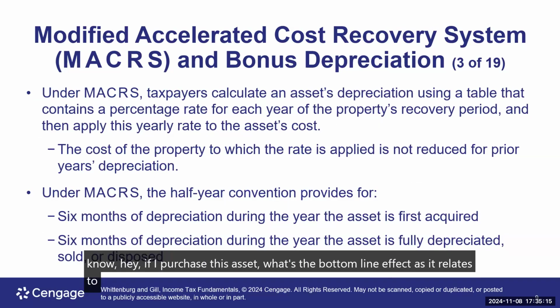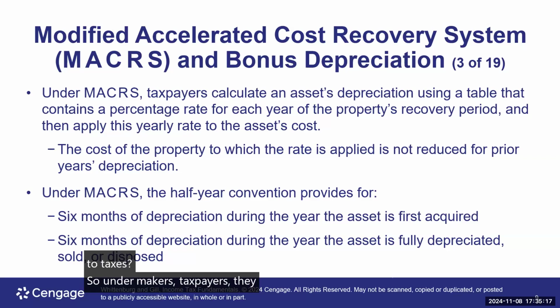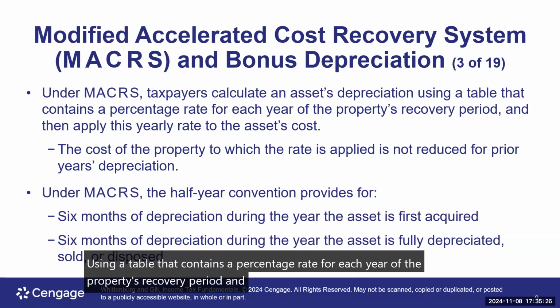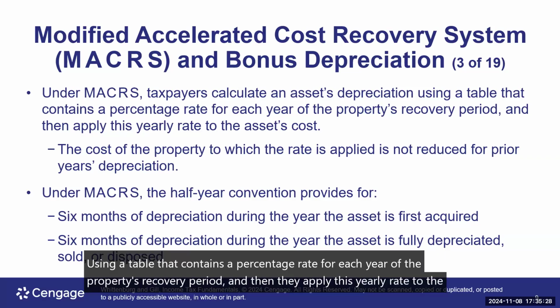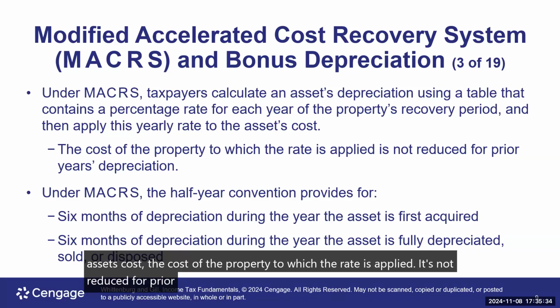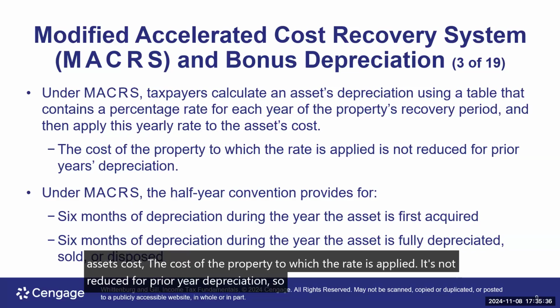So under MACRS, taxpayers calculate an asset's depreciation using a table that contains a percentage rate for each year of the property's recovery period, and then they apply this yearly rate to the asset's cost. The cost of the property to which the rate is applied is not reduced for prior year depreciation. So that's definitely important to keep in mind.